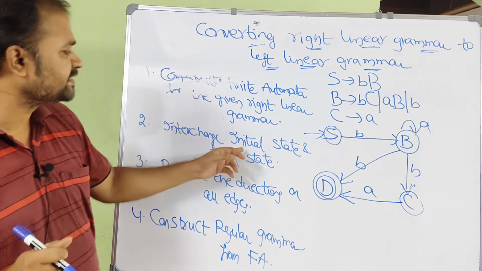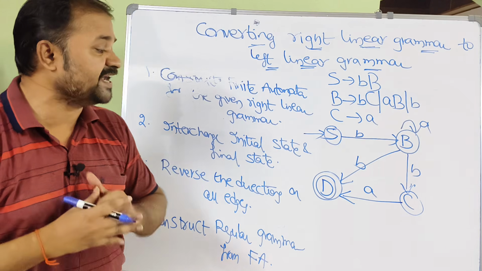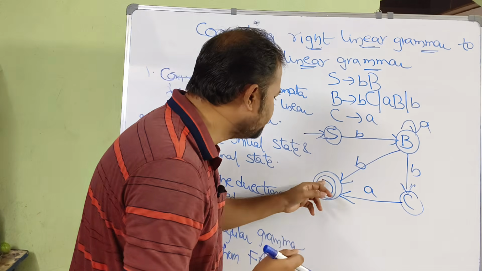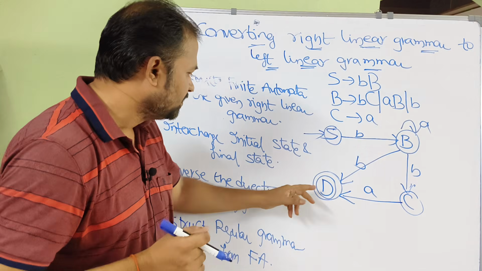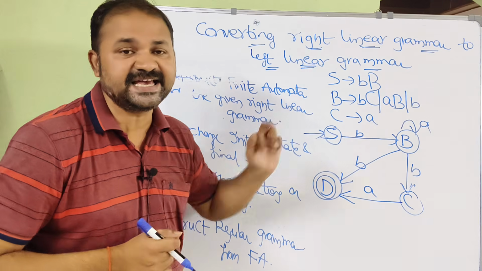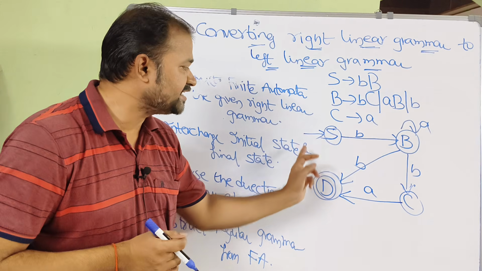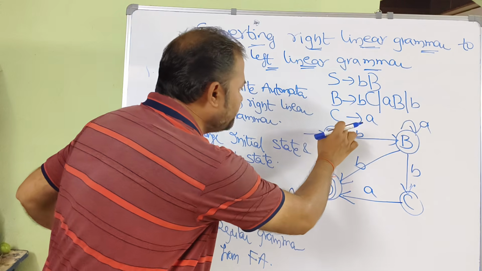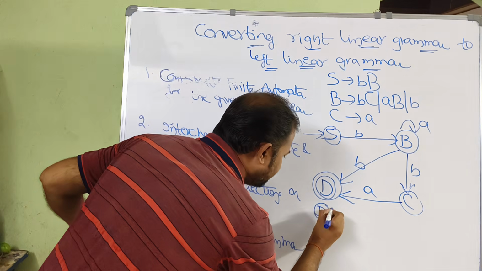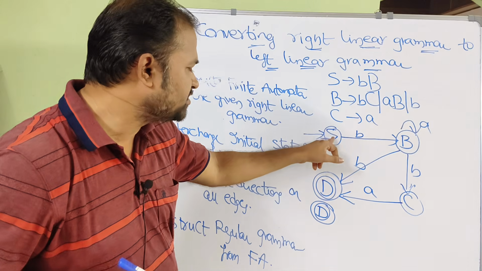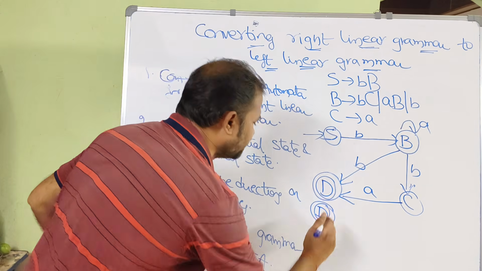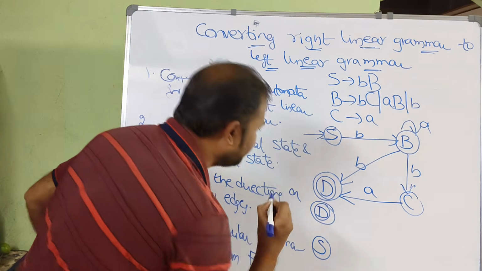And the second step is to interchange the initial state and final state. So now we have to interchange. Here D is the final state, whereas the initial state is S. So now we have to interchange these two states. In place of the initial state, we will get the final state, and in place of the final state, we will get the initial state.